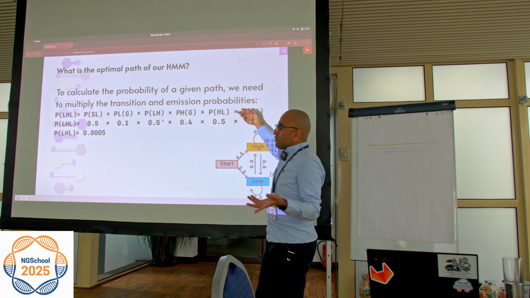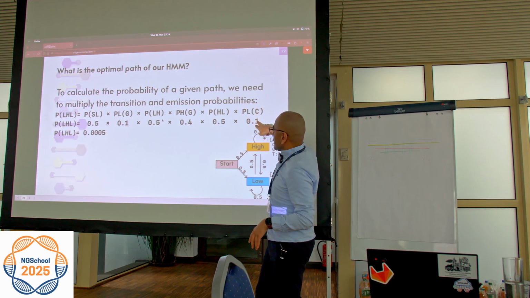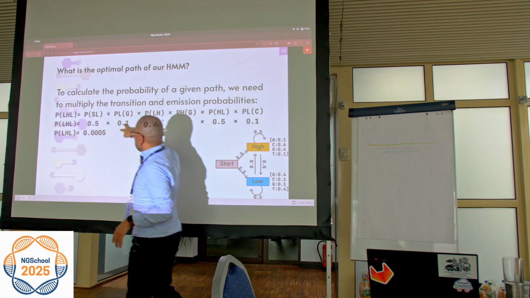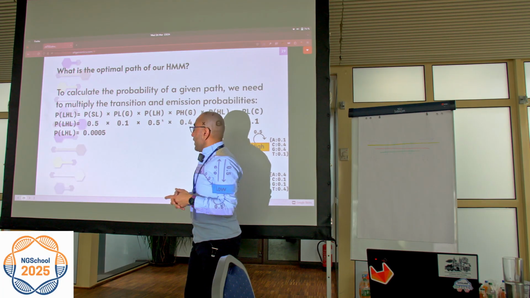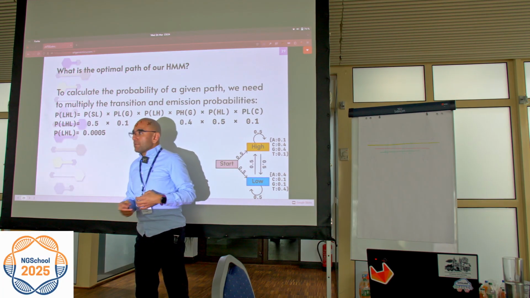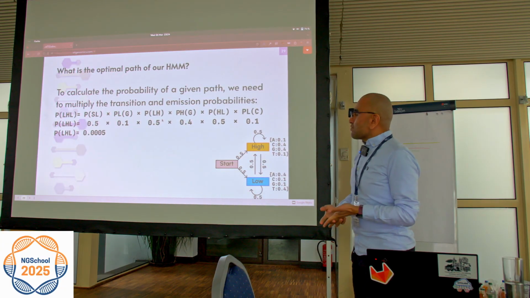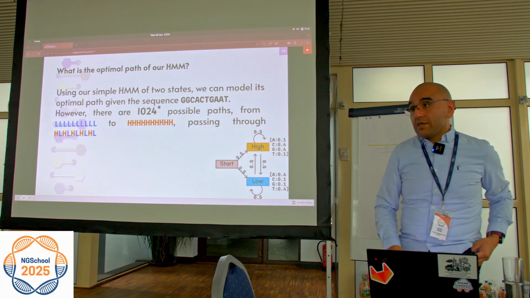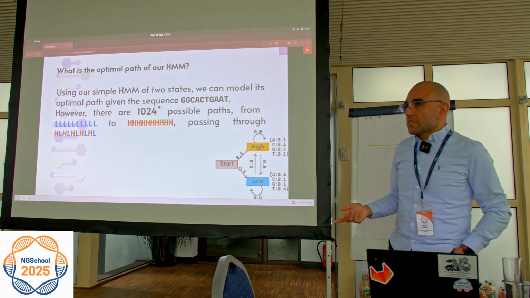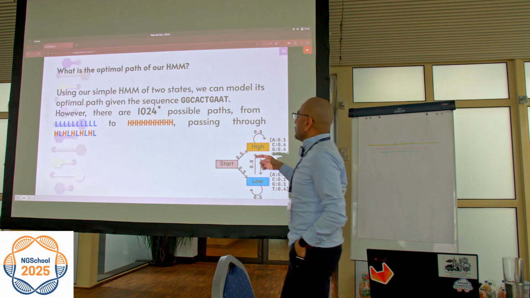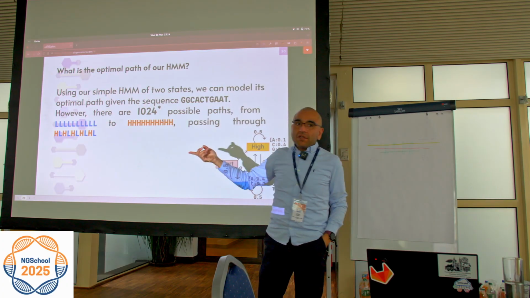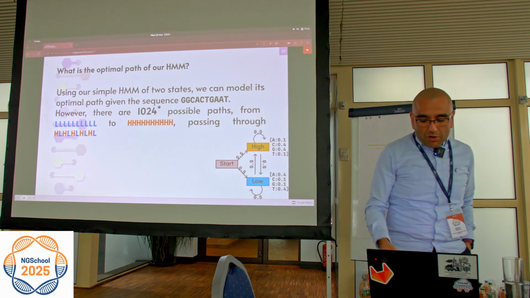Because we already have those numbers, we can simply calculate all of these products, and then we can calculate the probability of this given path. That is easier said than done, because at least for this example, we have 1,024 paths. And whenever we increase the number of nucleotides by 1, it grows exponentially.